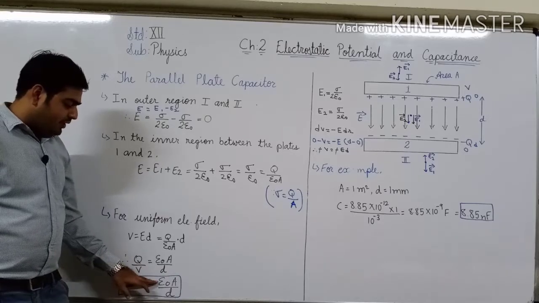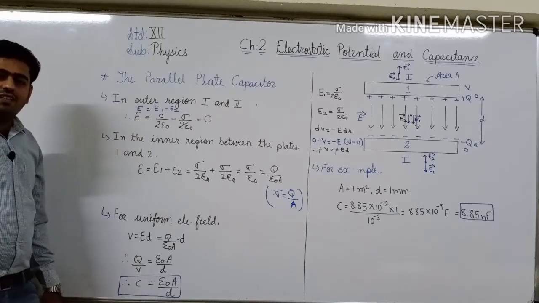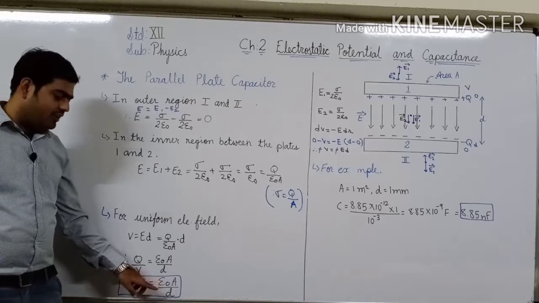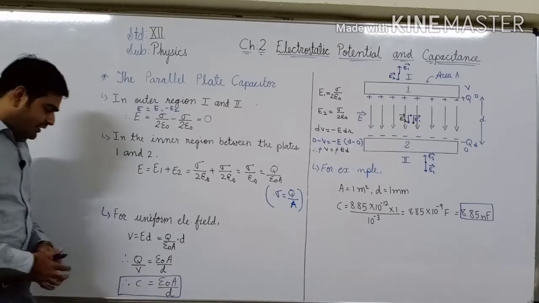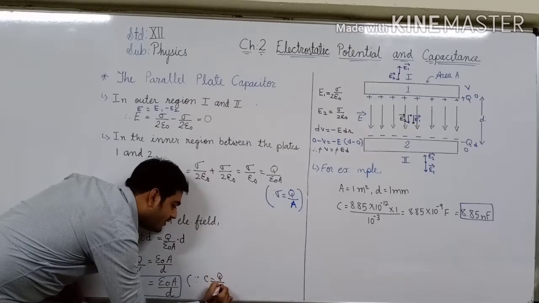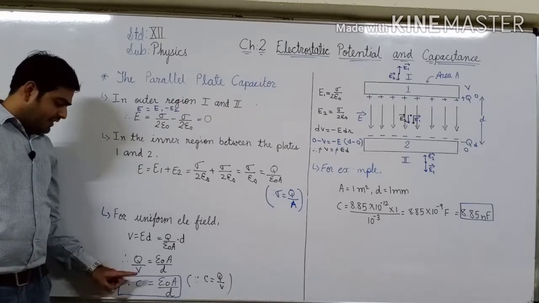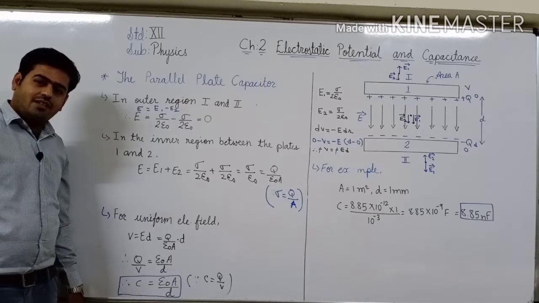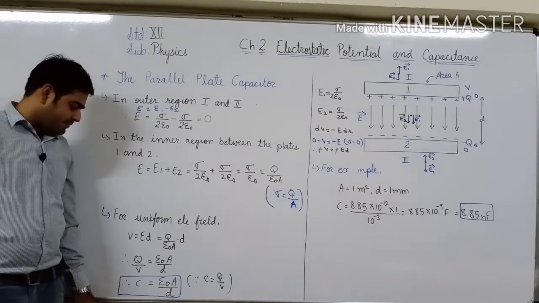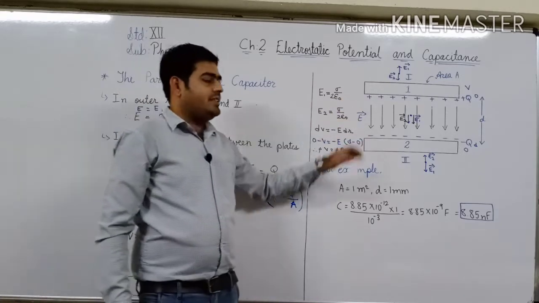Therefore C is equal to epsilon naught A upon D. What is Q by V? Q by V is nothing but capacitance. So capacitance C is equal to epsilon naught A by D. Here we can write C is equal to Q by V. This thing we have already studied in the previous lecture. Capacitance is equal to charge upon potential difference. So C is equal to epsilon naught A by D. Here we have taken vacuum between two plates of the capacitor.